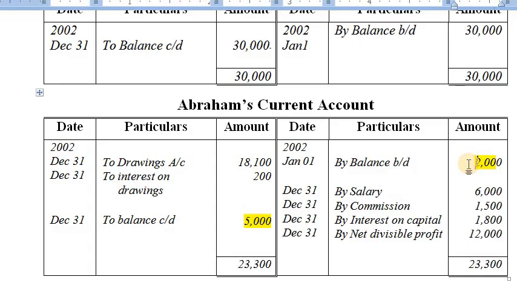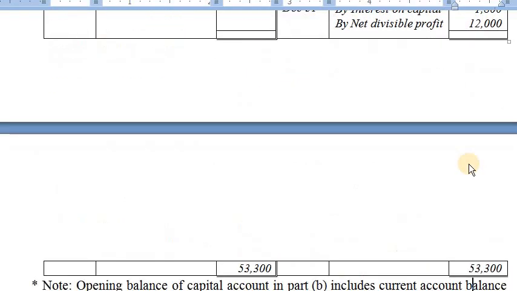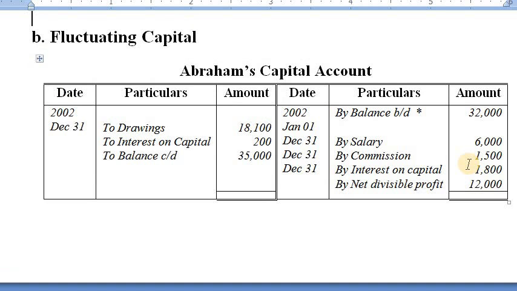So now we will see a normal account, that is the fluctuating capital. This is the normal thing. Fluctuating capital is a normal thing. And in this case, 30 and 2, I put them together, 32,000, and the closing balance you will see 30 and 5, 35,000. Okay. So that's all.